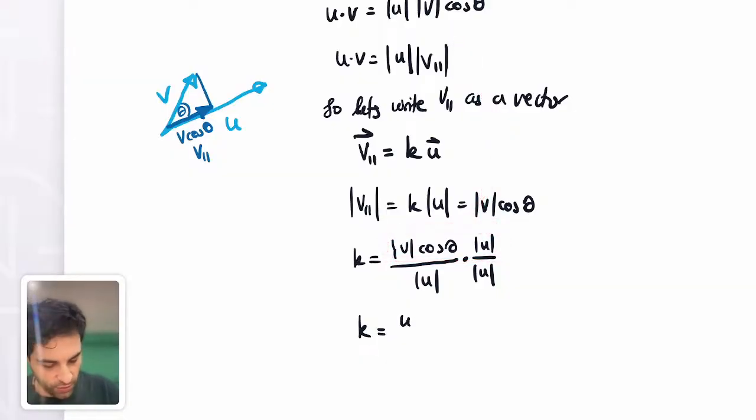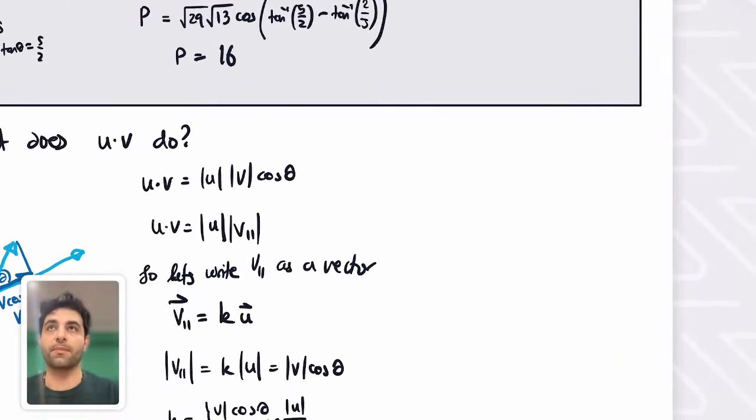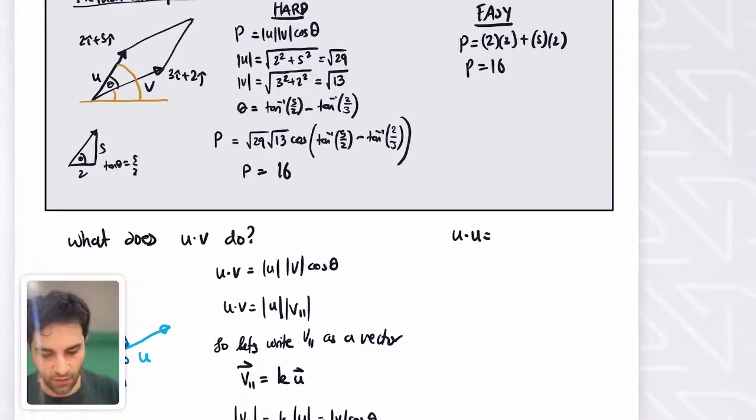So I can just write this as u dot v over u dot u. Now this is another funny thing about the dot product, right? What does the dot product kind of look like? Let's say I took the dot product of a vector with itself. What does that do? Right? So let's just take the dot product of u with itself. What does that do?